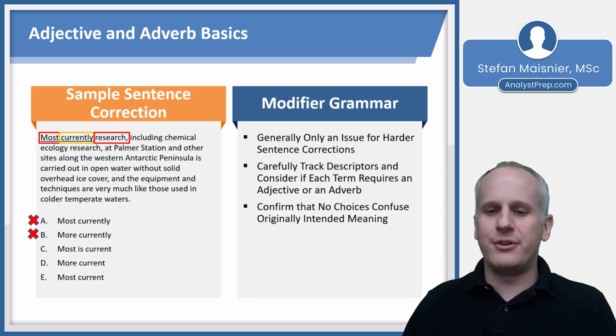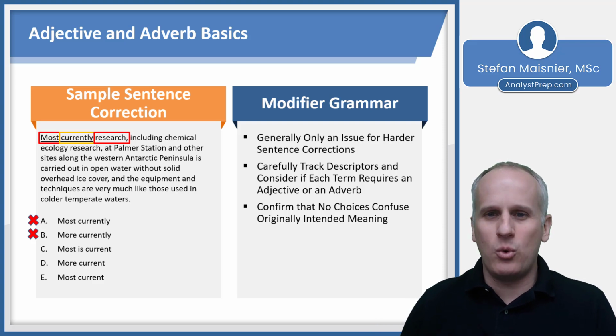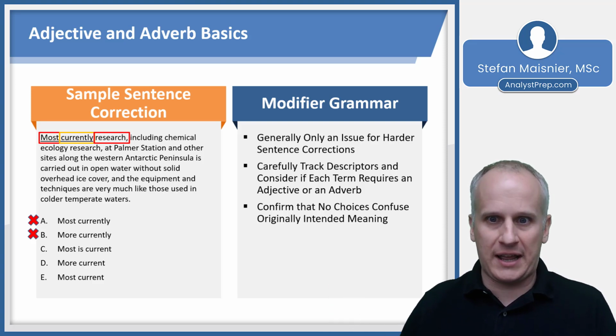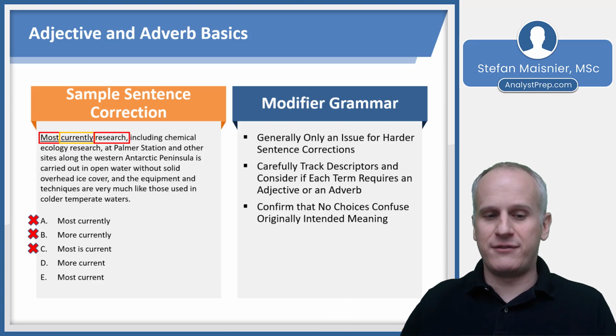We also have to make sure that no choices confuse the originally intended meaning. And if we were to put in choice C, "most is current research," now we've introduced a question. Most of what is current research? By introducing that verb, like "most is current research," well, again, most of what? And we don't want that ambiguity. We just want to characterize most research at Palmer Station, not most of something else is research at Palmer Station. So we can eliminate choice C for introducing that confusion.